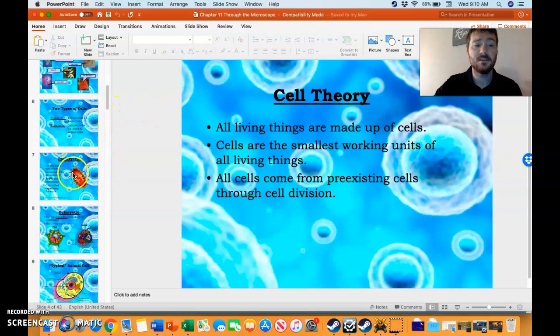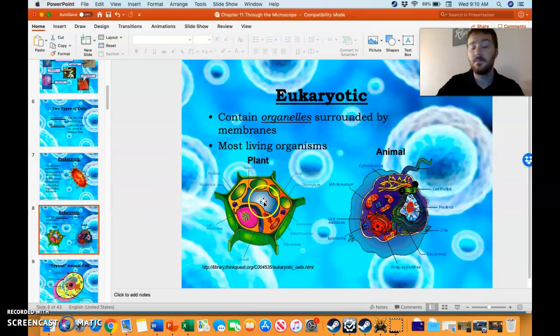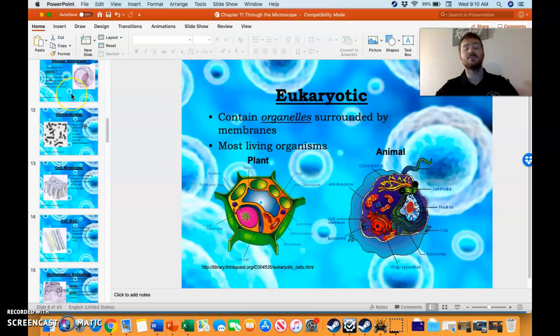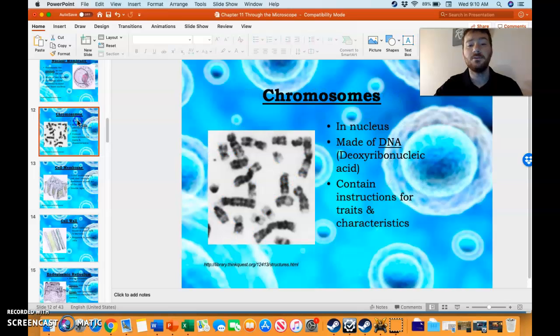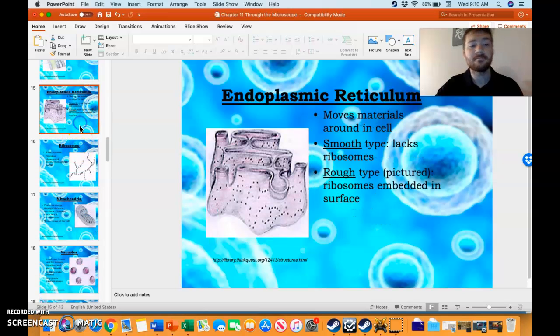There's lots of different types of cells, from prokaryotic, very simple cells, to eukaryotic, very complex cells, plant cells, and animal cells, which differ in appearance and function. Cells have various organelles, or little organs, from the nuclear membrane, which surrounds the nucleus, to chromosomes inside the nucleus, made of DNA.